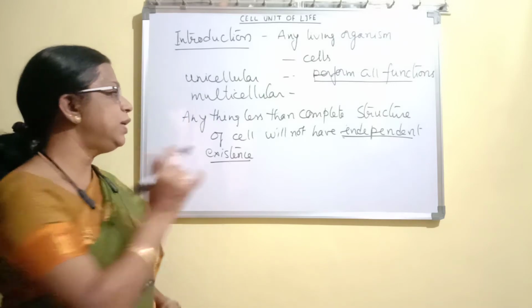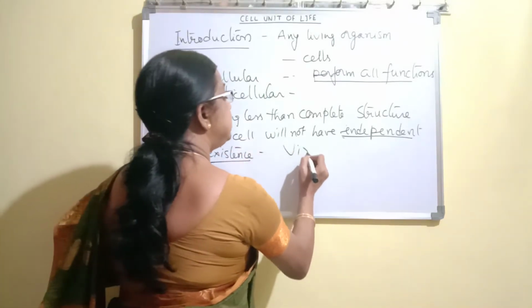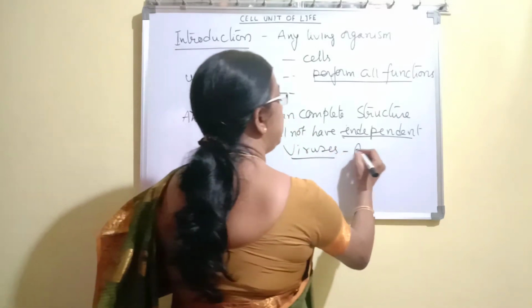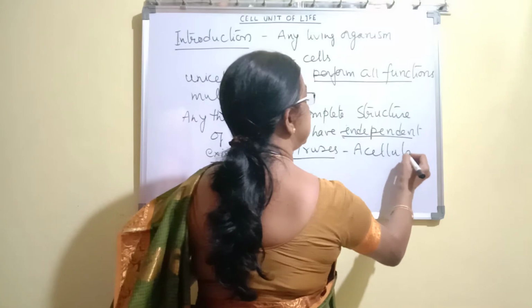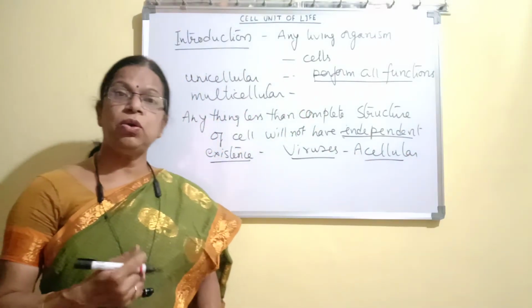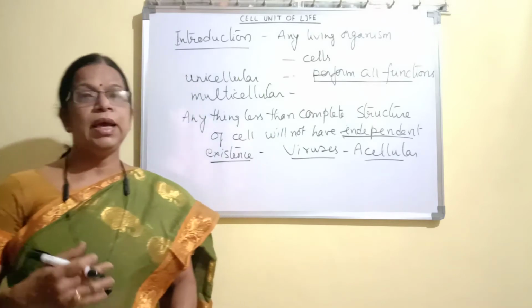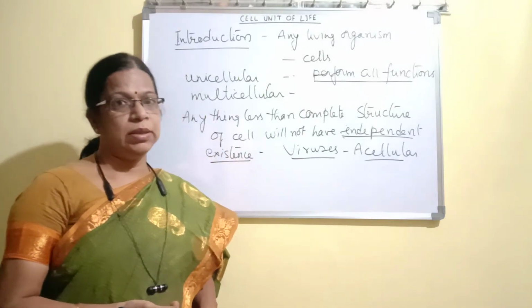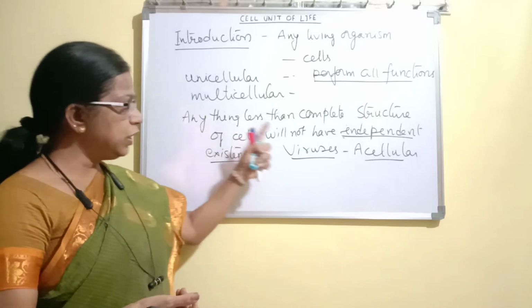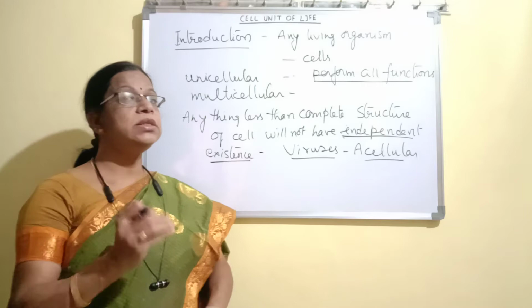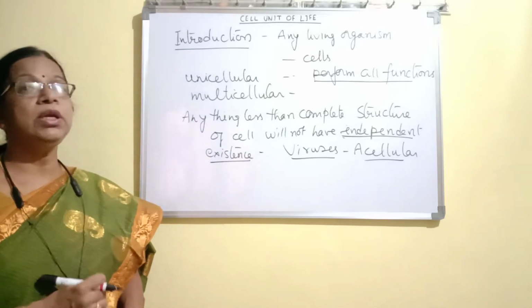Here we can give the example of viruses. Viruses are acellular. They do not have any complete cell structure. Therefore, they cannot exist independently. They require always the help of a host. They have to enter into the host in order to perform their function. So for functioning of any organism, a complete cell is a must. A complete cell is very, very important.